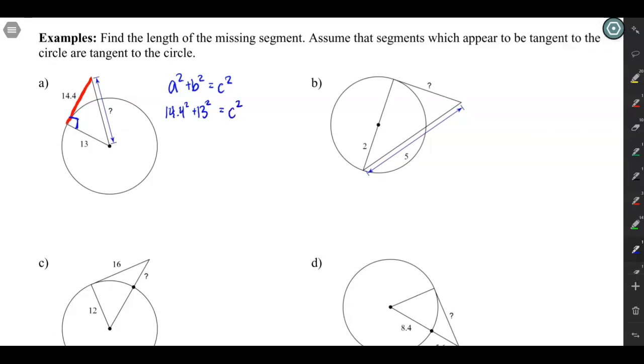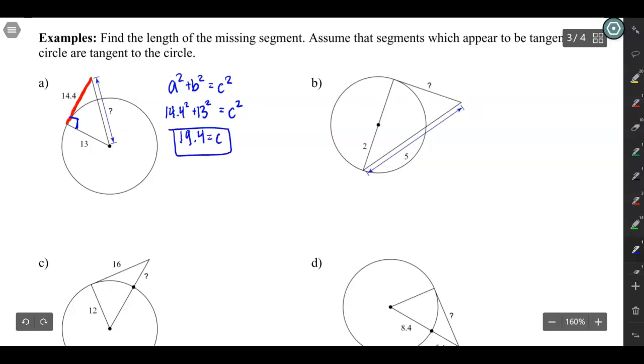So I'll let you go ahead and work that one out on your own. Hit pause if you need a minute to work that one out. But you should get 19.4 is equal to c, or is equal to question mark in this case. And that's your missing length there.